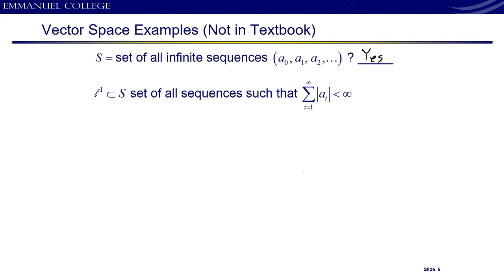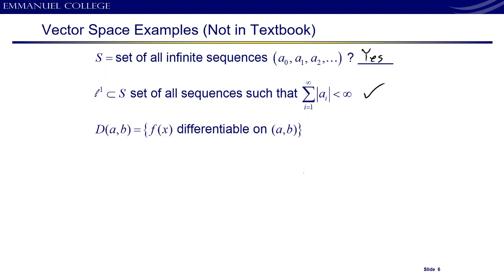And then let's say you take this one, L1. Now this is a very specific sequence, but what it is, all of your sequences, if I add the absolute value of the terms in the sequence together, it stays finite. And the answer to that one, also yes. Because if you add two things that are less than infinity together, they're still going to be less than infinity, which is kind of nice.